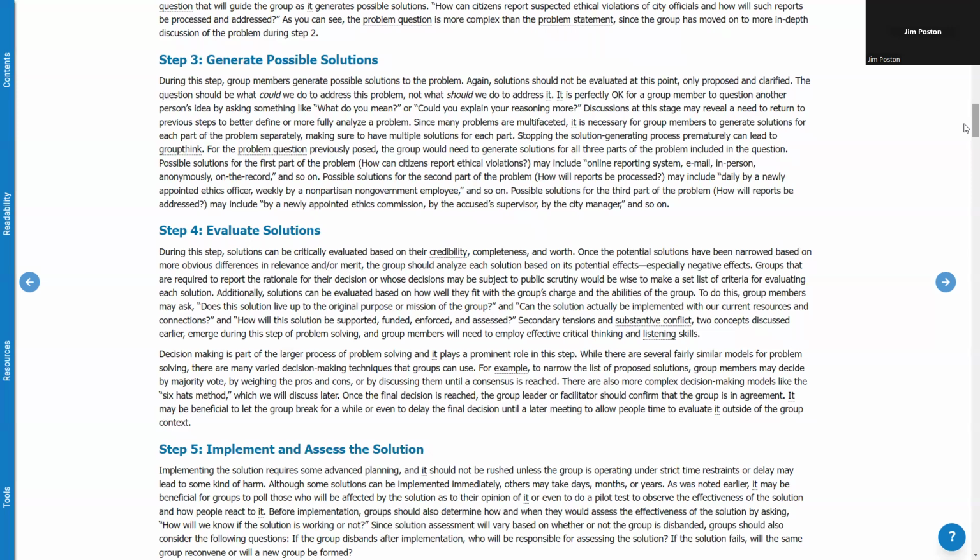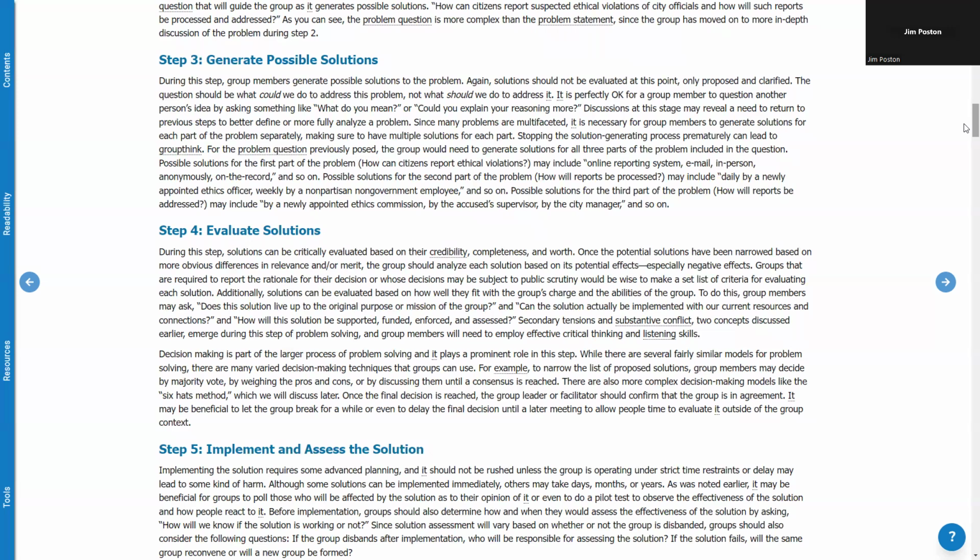Groups that are required to report the rationale for their decision, or whose decisions may be subject to public scrutiny, would be wise to make a set list of criteria for evaluating each solution. Additionally, solutions can be evaluated based on how well they fit with the group's charge and abilities of the group.